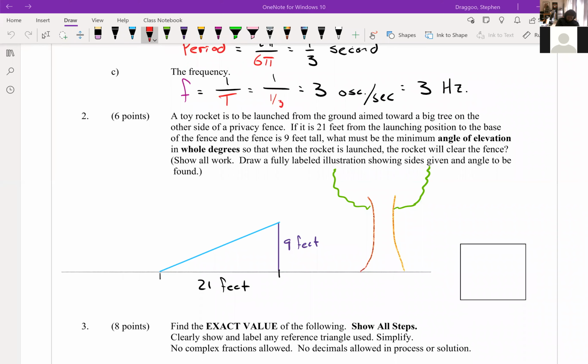All right, and we are looking for the angle of elevation. Oh, it'll be that angle right there. As long as we aim just above that angle, we should get over the fence. Aim any below that angle and we're definitely going to hit the fence. But if we aim somewhere above it, we should make it. At least we have a chance of making it.